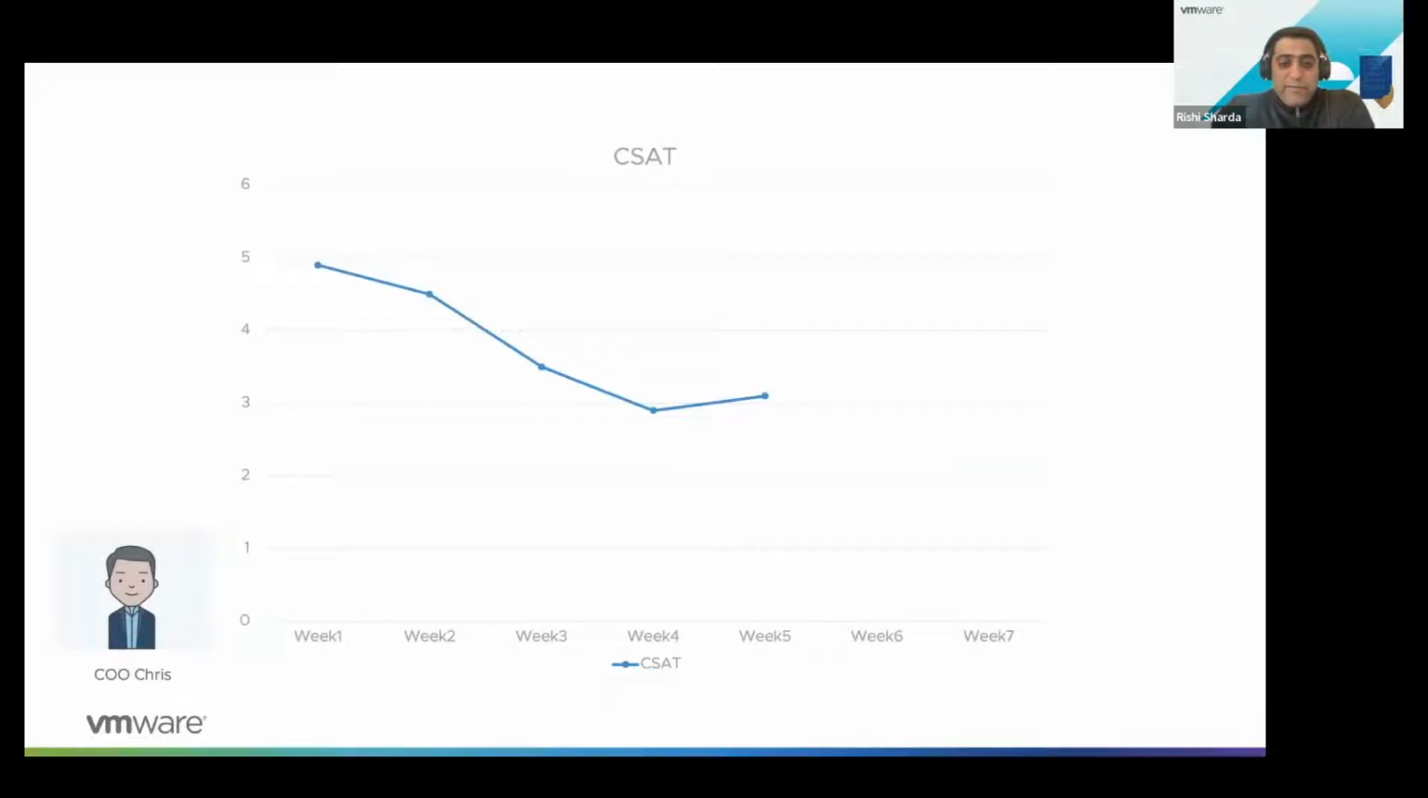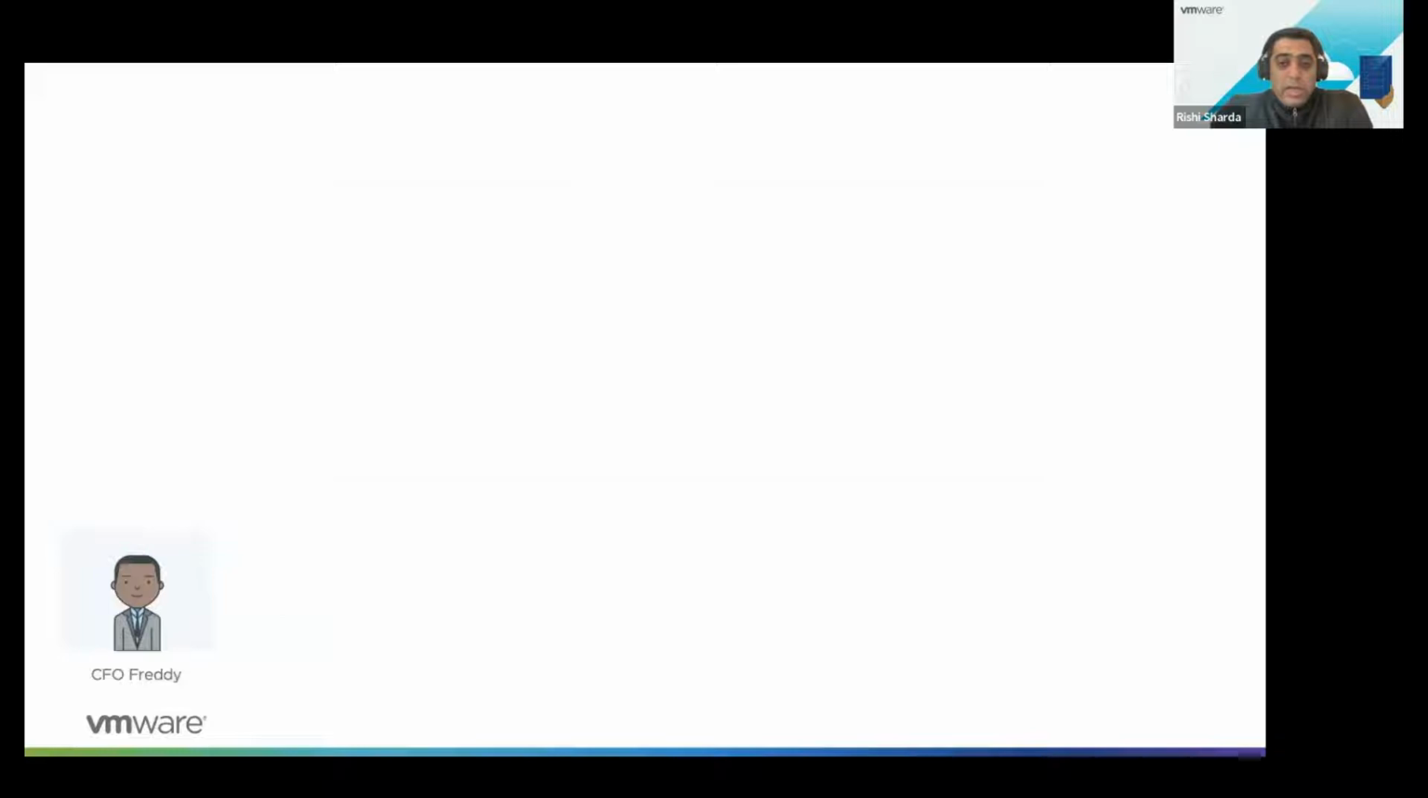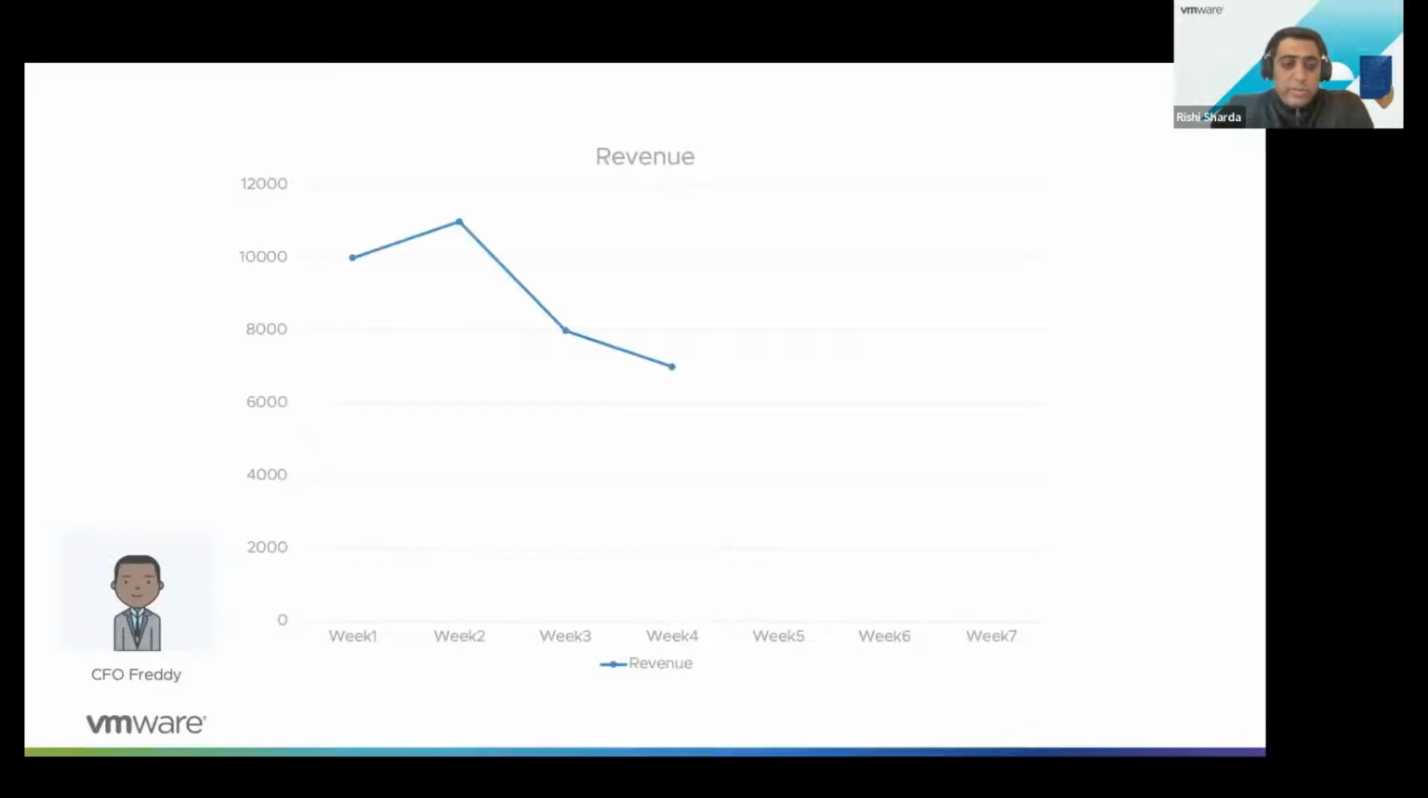Similarly, on the CSAT front, because the problems weren't reaching the customers, they were able to see the trends moving up. And on the revenue side as well, the trends started going up once there were fewer errors and they were able to fix the payments issue, which was causing 50% of the problem.